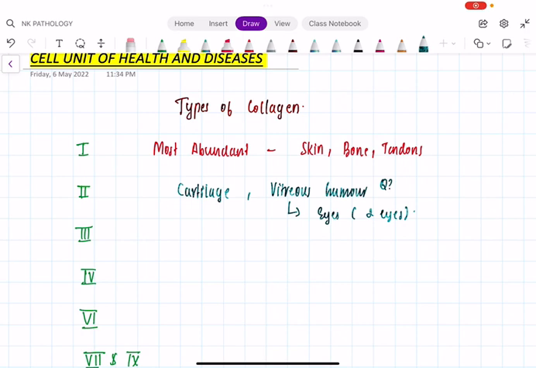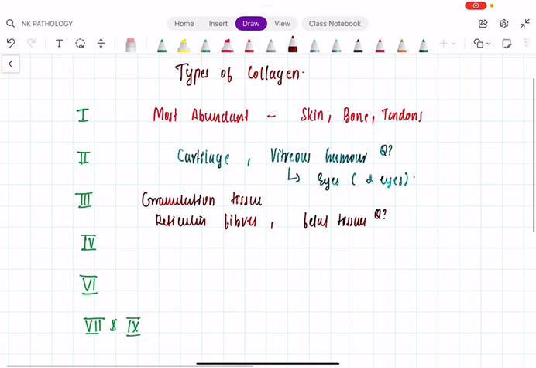Then type 3 is present in granulation tissue. Granulation, not granuloma, it is granulation tissue, wound healing, as well as reticulin fibers. And the question here is, in fetal tissues, what is the most predominant type of collagen? Answer is type 3. Type 4, only one answer, basement membrane. Type 6, Descemet membrane. Descemet membrane is a layer of the cornea.